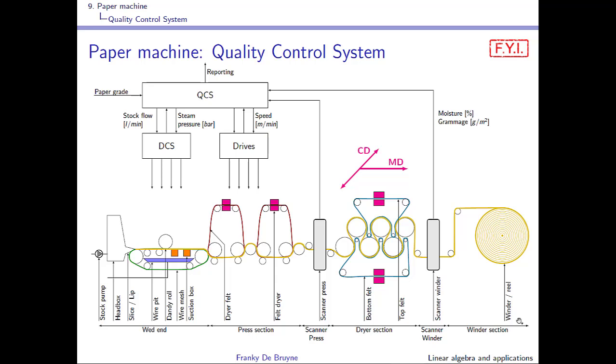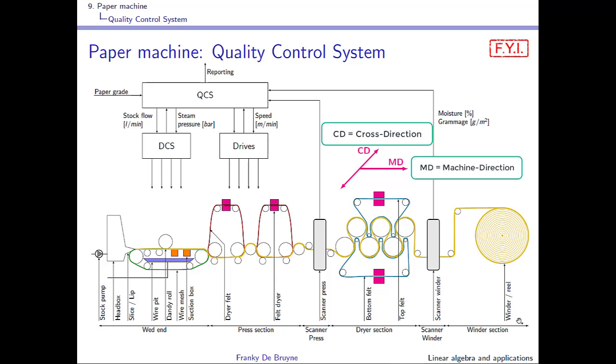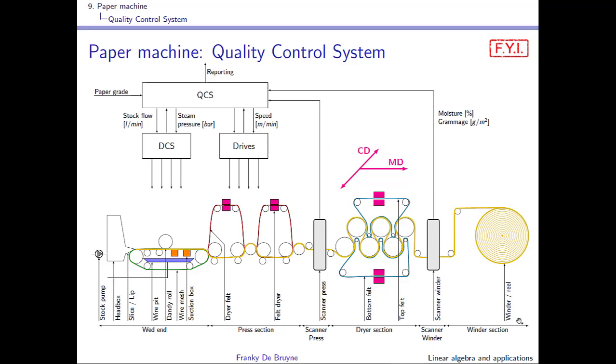Grammage is controlled using stock flow, but you have to take into account that the speed is changing because of the moisture control, and speed is acting as a disturbance on the grammage. Since it is known and measured, you can use feed forward to reject it. So this is MD control. In this presentation we will focus on cross-directional control, and the slides on MD control will be skipped.